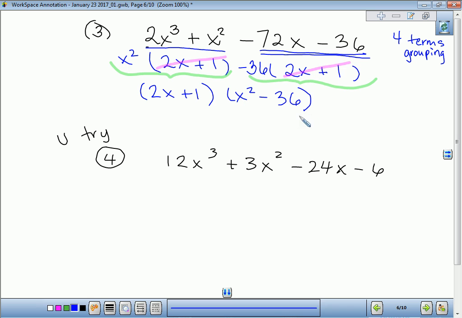Am I completely factored? Over the integers, x squared minus 36 is a difference of squares. So it's x plus 6, x minus 6. You got it! Isn't this awesome? That's a beautiful problem.